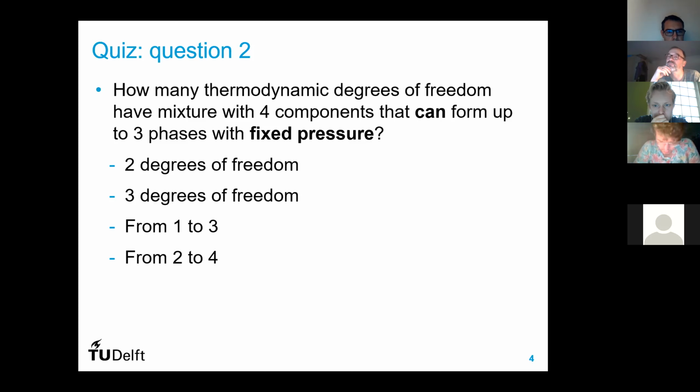It's 4 minus 3 plus 2, which is 3, right? So you have 3 degrees of freedom. This is correct, except that it says it can form up to 3 phases. That means it also can form 1 or 2 phases. So it's from 1 to 3.